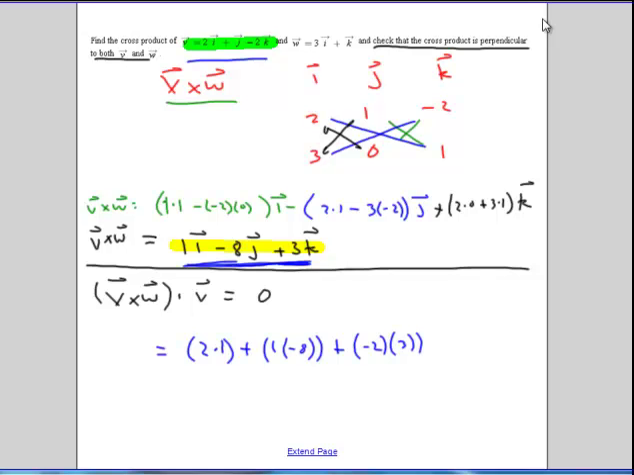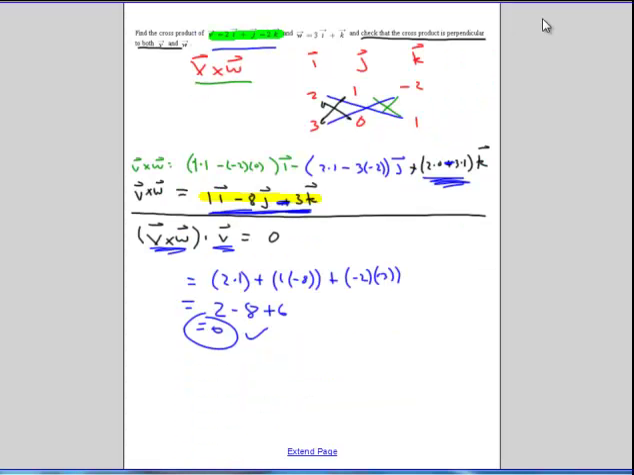So I caught a mistake. This here should have been a minus, which would have made this minus 3. And now it works out, because now we get 2 minus 8 plus 6, which equals 0. So that confirms that v cross w and v are perpendicular.